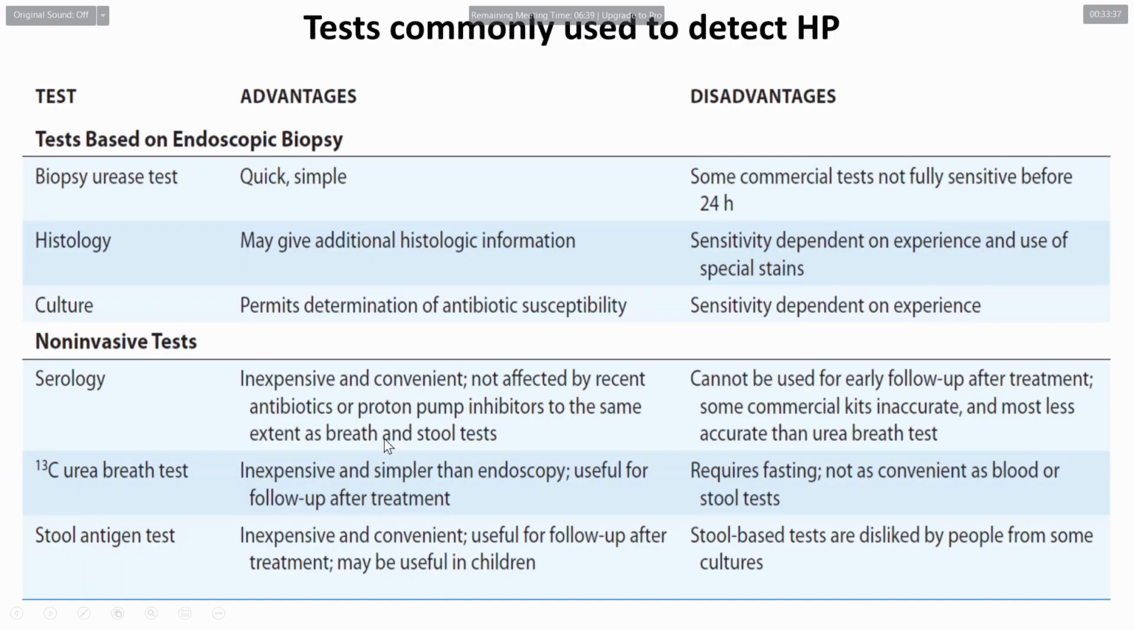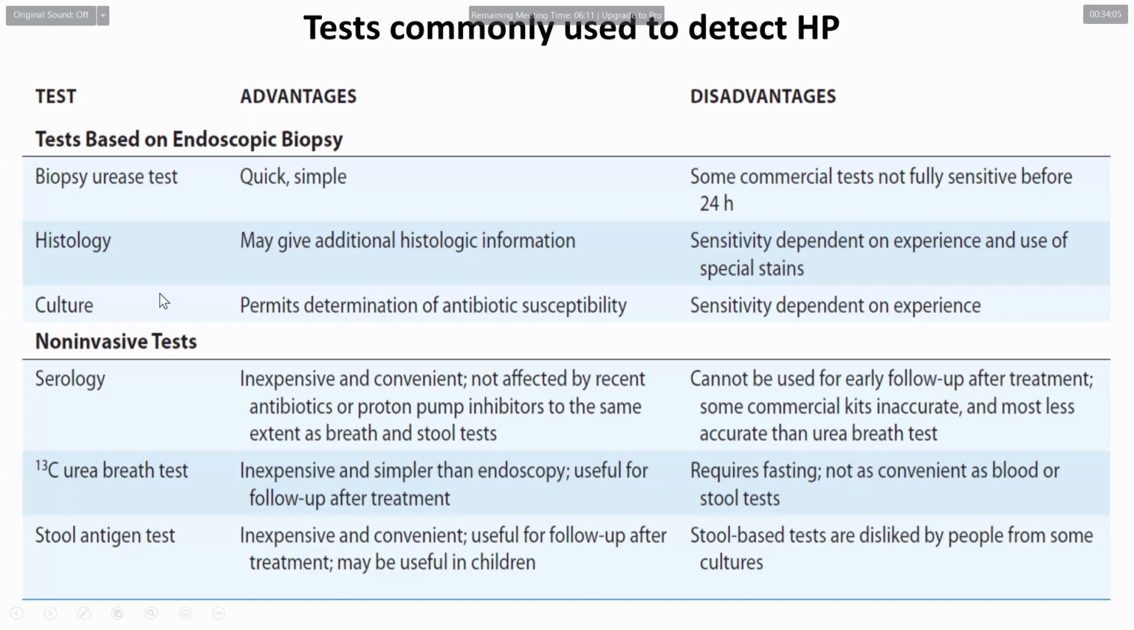I like to classify the tests into antigen tests. The urea breath test is an antigen test. The stool antigen test, okay? The biopsy on endoscopy is also an antigen test because it relies on the urease activity of the medium we put the biopsy in. Histology, you could argue, is also an antigen test because you see the bacteria on H&E staining.